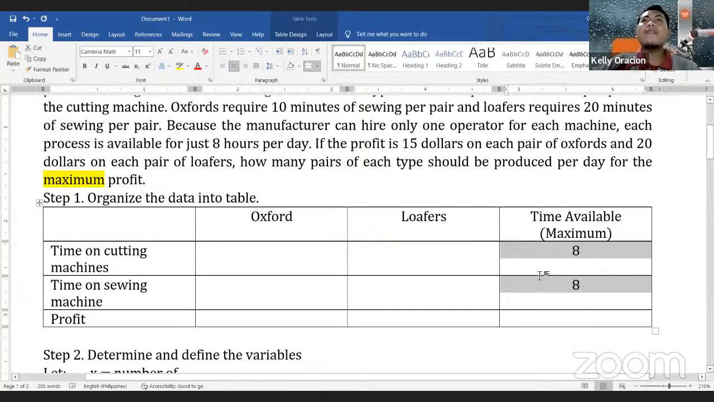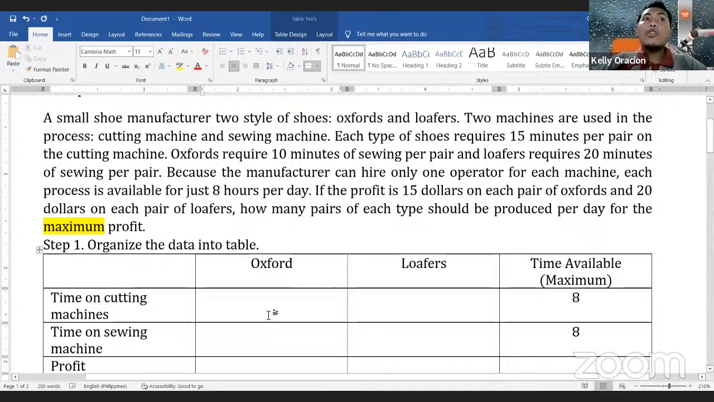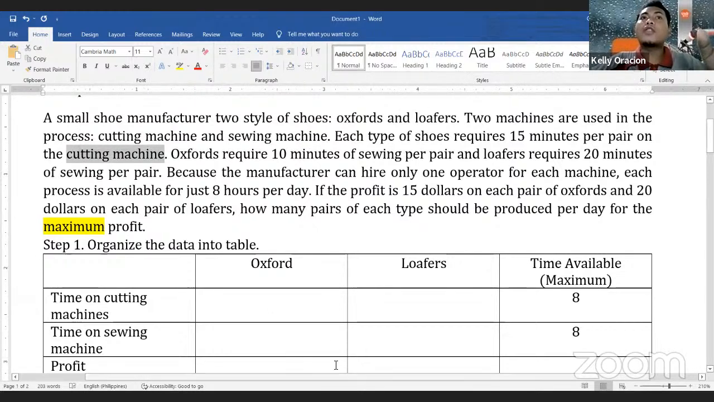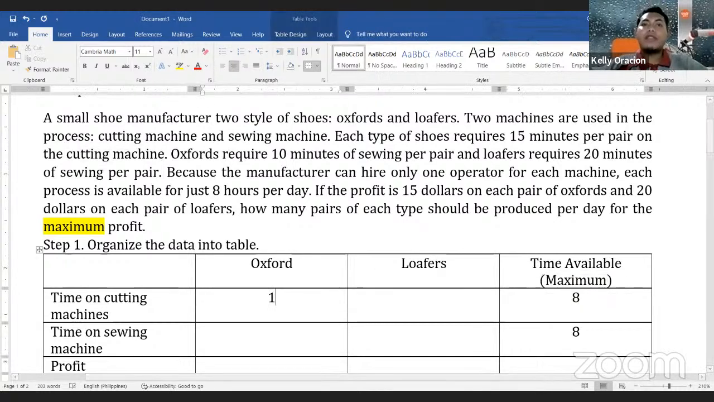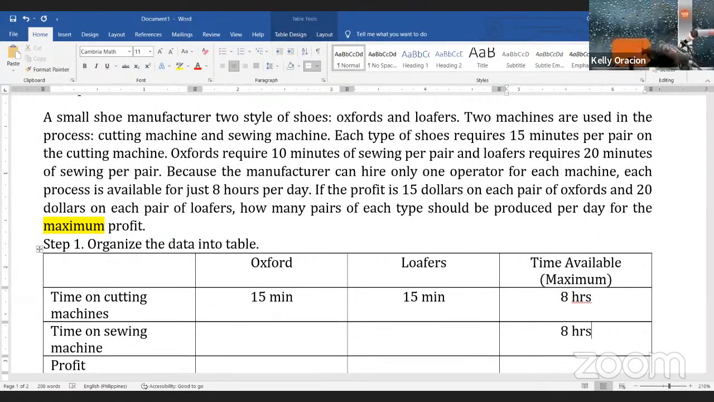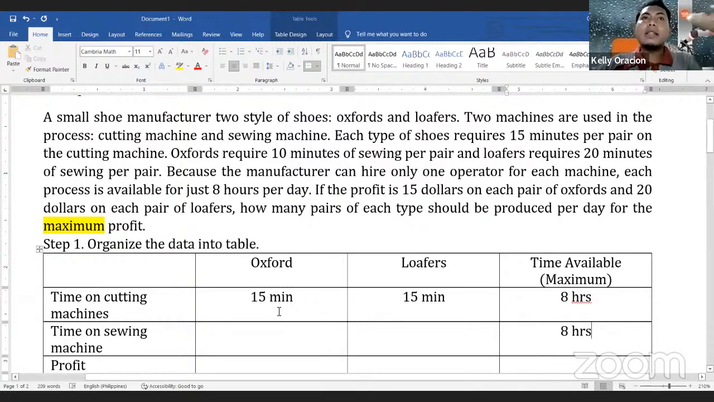Now, sir, I have a concern. It was indicated in the problem that for the cutting machine, Oxford and loafers are the same at 15 minutes. Now, take note, the time available here is 8 hours. The given is 8 hours, but the times are in minutes while the available time is in hours. What should we do, sir?